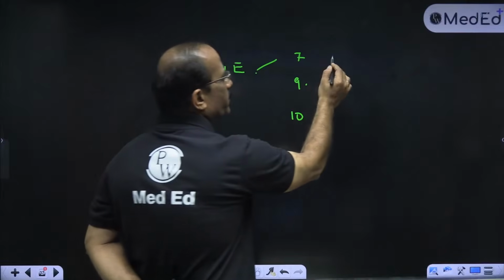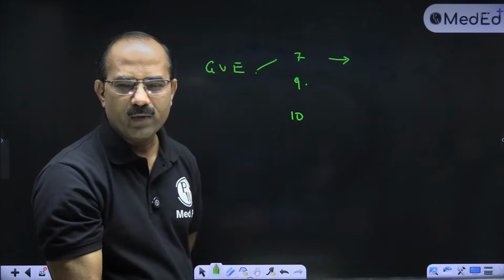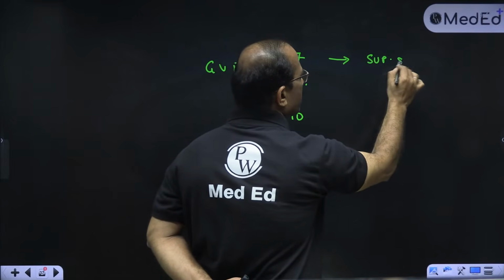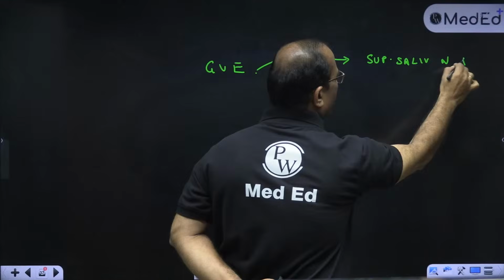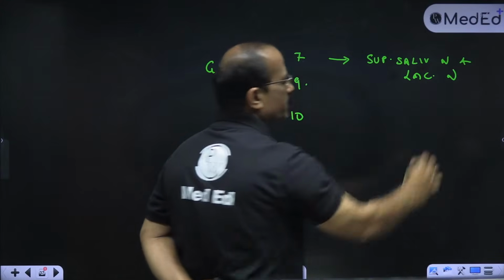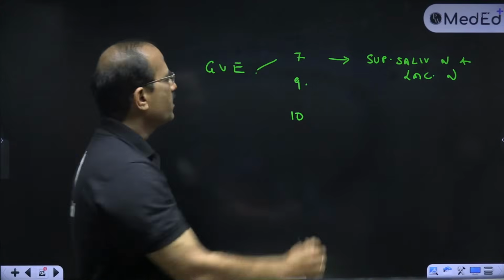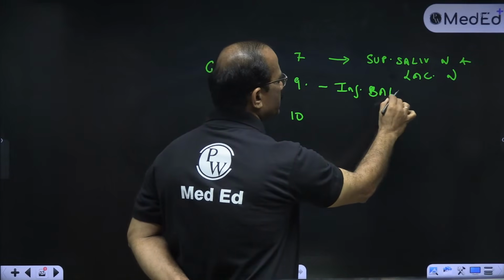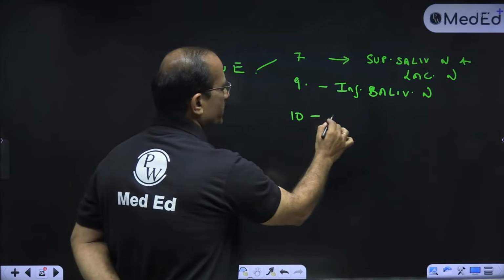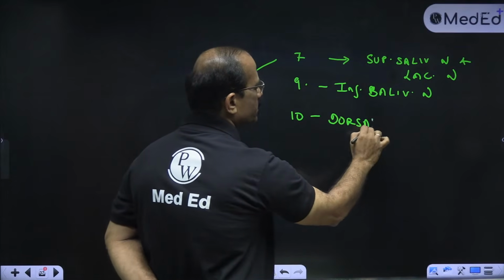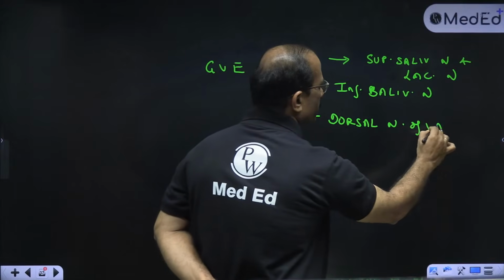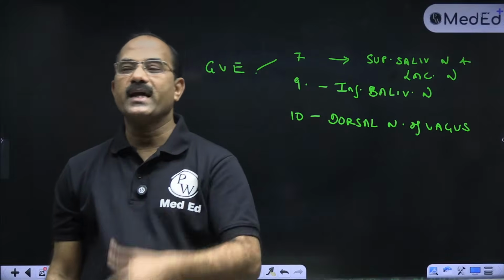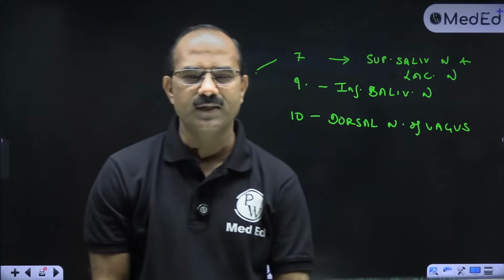What glands does the seventh nerve supply? All the glands except parotid. What is the name of the nucleus? That's the superior salivatory nucleus and lacrimatory nucleus. For the ninth nerve, which supplies the parotid gland, it's the inferior salivatory nucleus. And for the 10th nerve, that's the dorsal nucleus of vagus. Dorsal nucleus of vagus कौन से glands को supply करेगा? The glands of GIT.